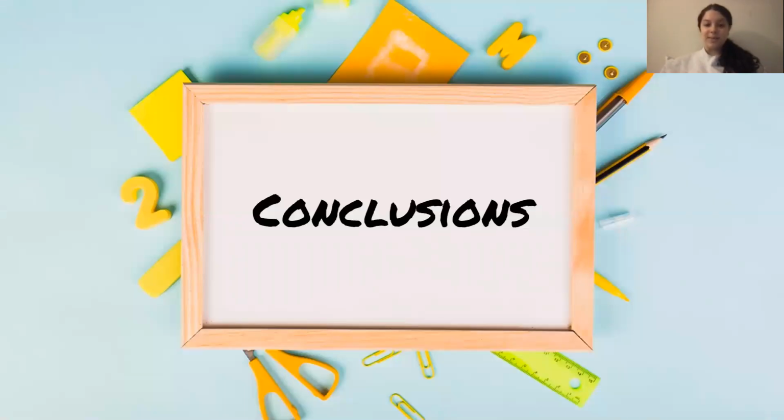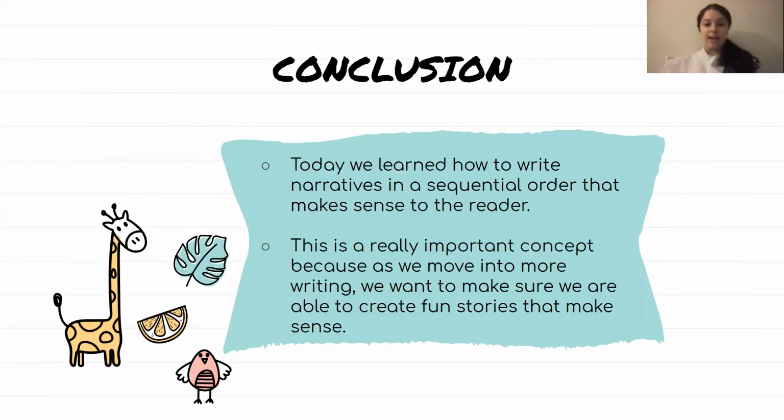Now, let's do a quick summary. Today, we learned how to write narratives in a sequential order that makes sense to the reader. This is a really important concept because as we move into writing, we want to make sure that we are able to create fun stories that make sense. This way, others can enjoy reading them as much as we enjoy writing them.